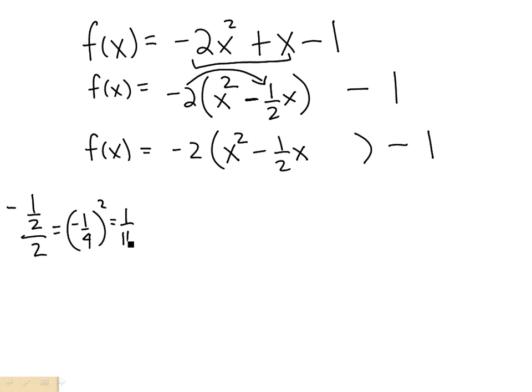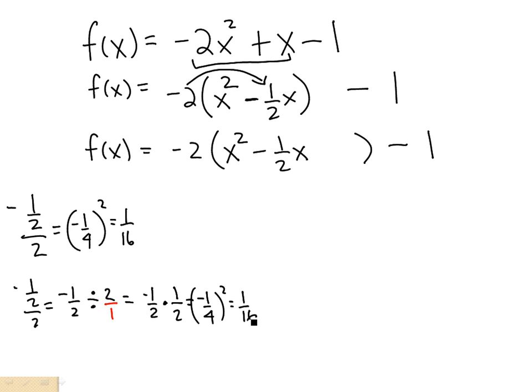Now, if you have issues with that, you can always do negative 1/2 divided by 2, which is the same thing as negative 1/2, times, we know that 2 is the same thing as 2/1. So we can do negative 1/2 times, we keep change flip here, we flip the 2/1 to 1/2, and we get that negative 1/4. And then you can square that number and get 1/16. Okay?